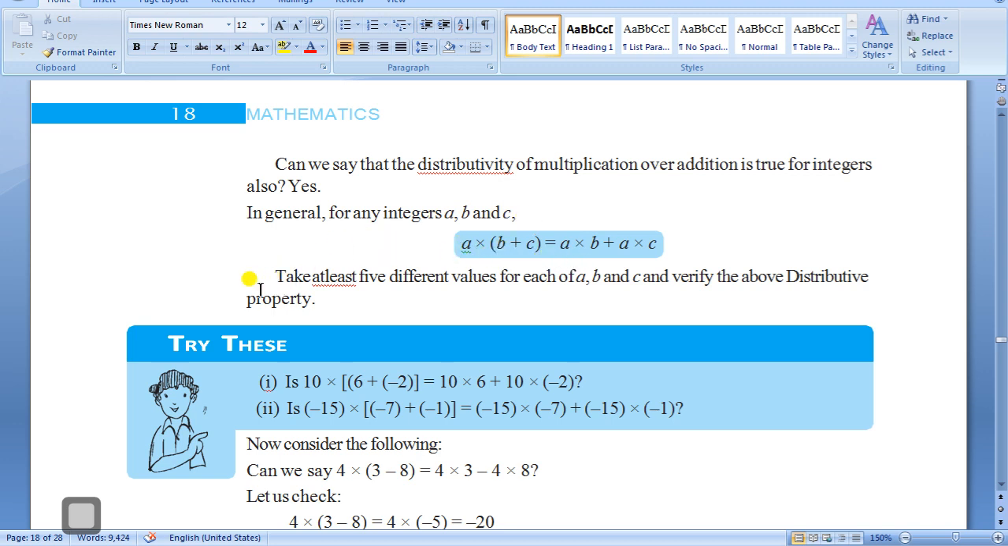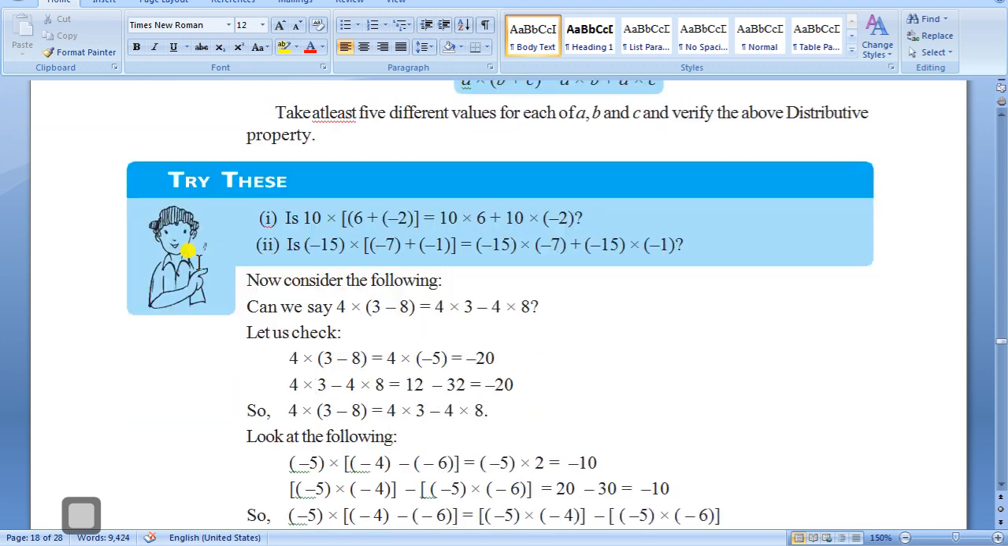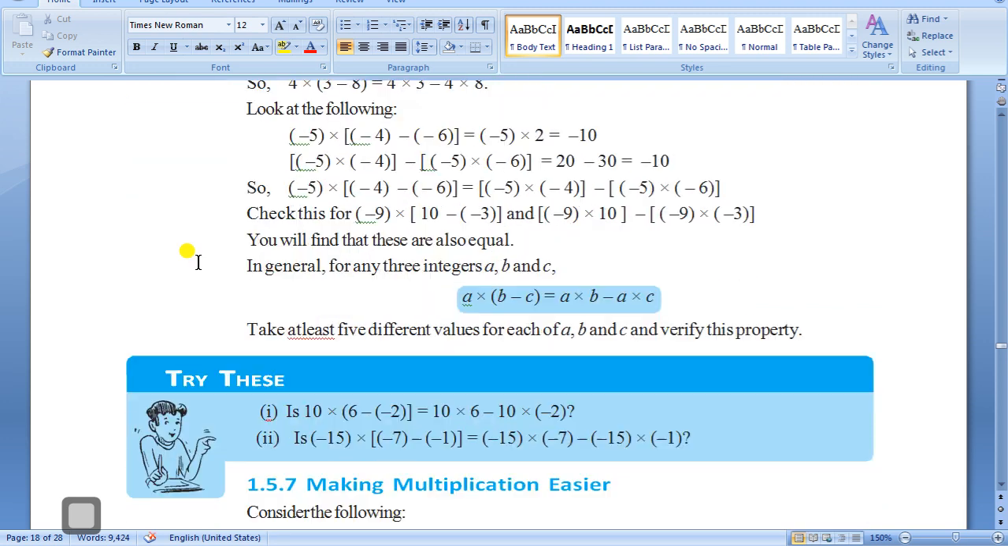Yes. In general, for any three integers a, b and c, a × (b + c) is equal to a × b + a × c. Take at least 5 different values for each of a, b and c and verify the above distributive property, right?